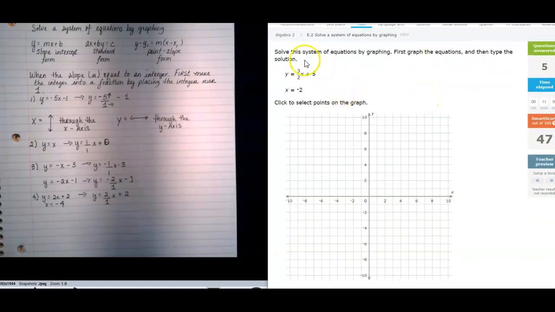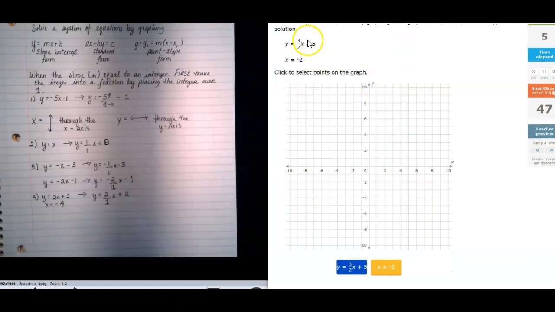Okay, so solve the system. This time the slope is already in rise over run form. 3 is our rise, 2 is our run. So we're going to start at 5 on the y-axis, we're going to go up 3, 1, 2, 3, and 2 to the right, 1, 2.